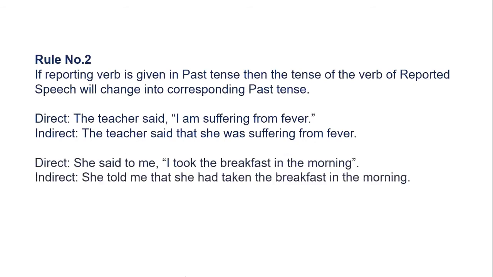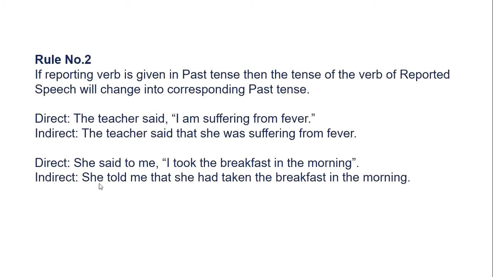Let's see another example. She said to me, "I took the breakfast in the morning." Indirect speech will be, she told me that she had taken the breakfast in the morning. Now let me explain what has happened here. "She said to me" is in past form. So obviously while you're going to do the indirect speech, you have to use the past form of the verb. Now in the quotation, "I took the breakfast in the morning" is also given in past form. Okay, past indefinite tense. "I took," past indefinite tense.